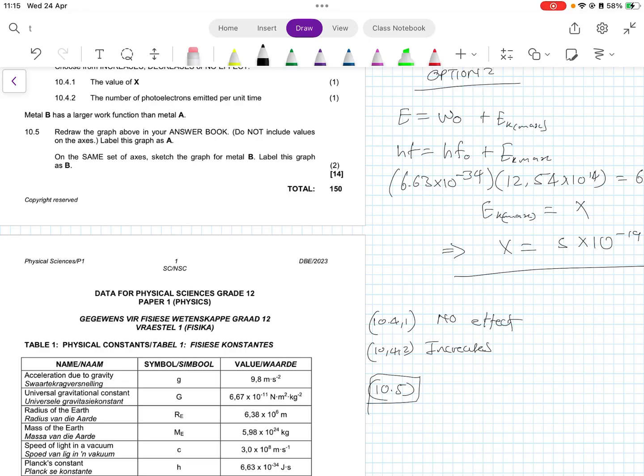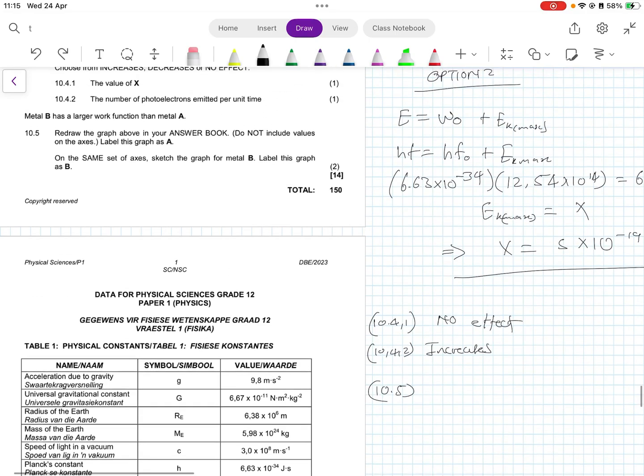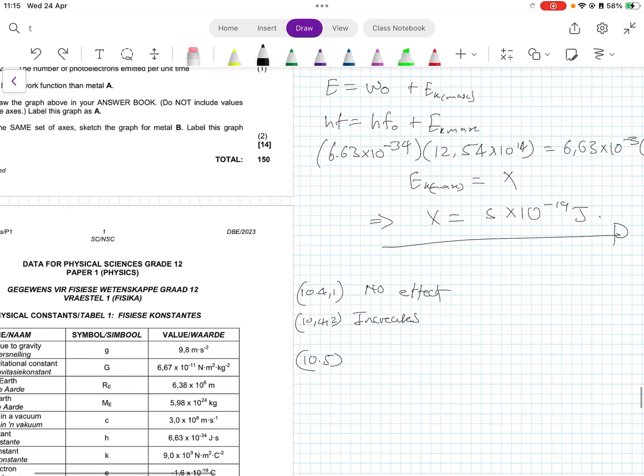And finally, 10.5, the big one, the big shebang to close it off. We are asked to redraw the graph above, and label this graph as A. On the same set of axes, sketch the graph for metal B. Label the graph as B, because B has a higher work function, okay?